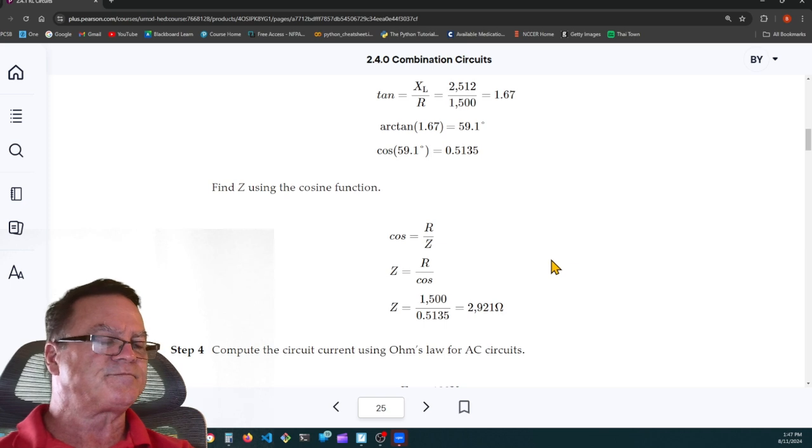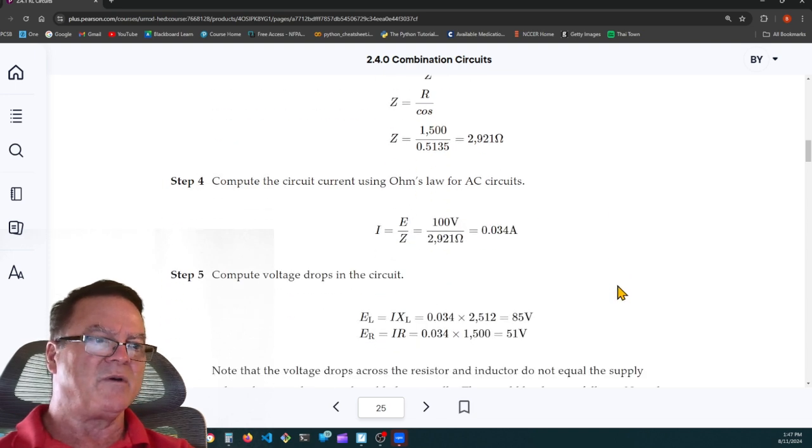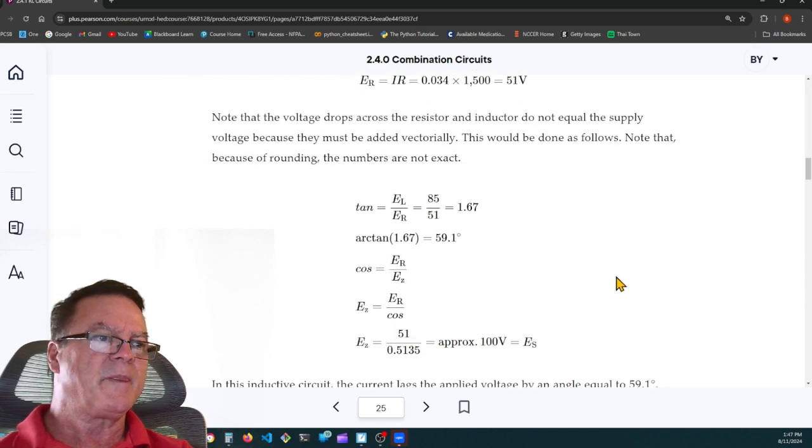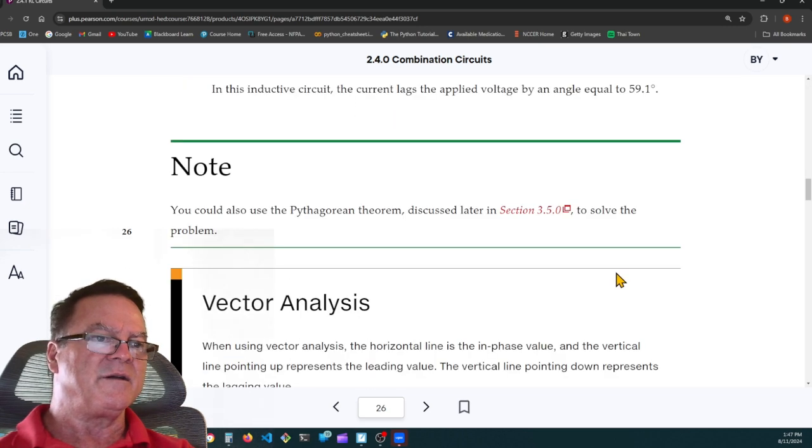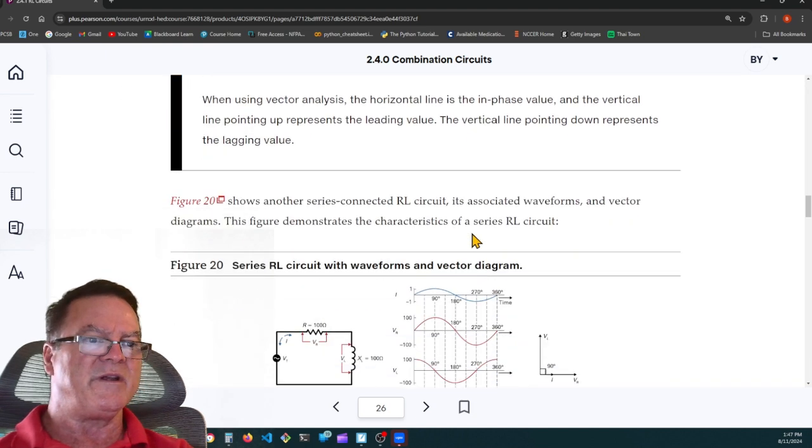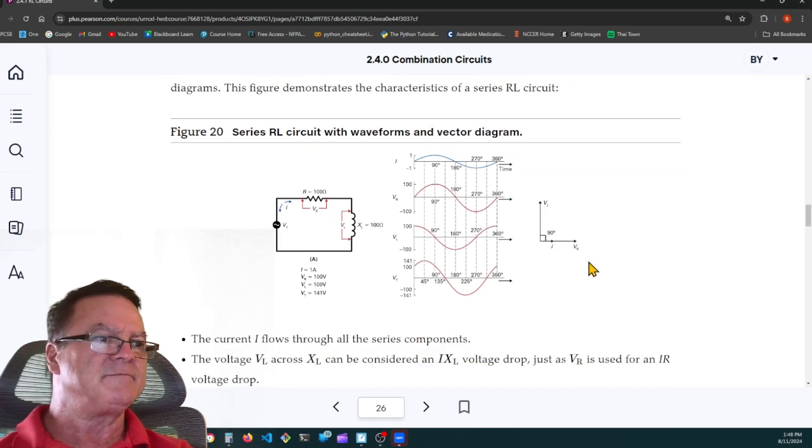So find impedance using the cosine function. They did the resistance divided by the impedance, or you can say the impedance equals the resistance divided by the cosine of theta, and 2921. All right. You could also use the Pythagorean theorem discussed later in section 3.5.0. I think that's what we did. All right.